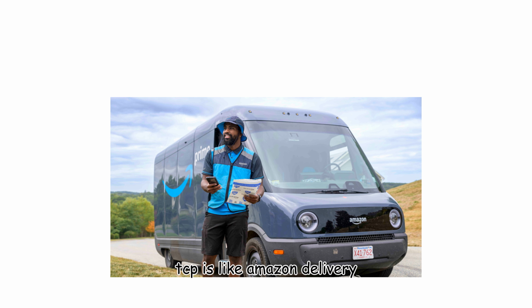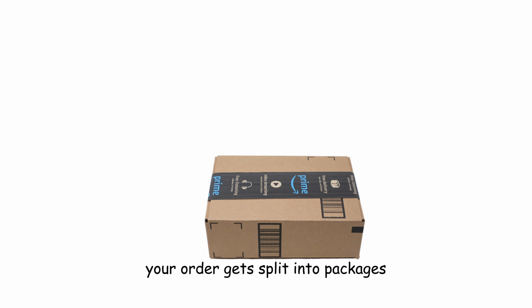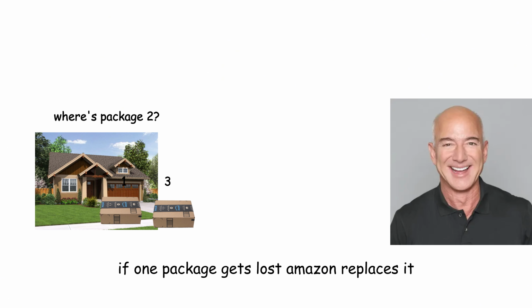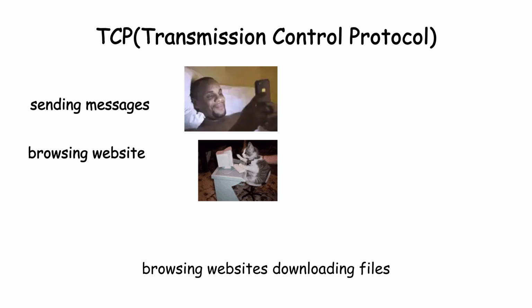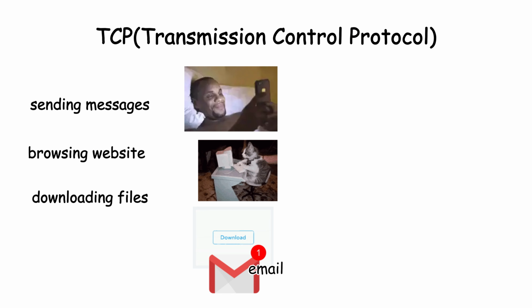If something is missing or damaged, TCP will ask for a resend. TCP is like Amazon delivery. Your order gets split into packages, tracked, and delivered in the right order. If one package gets lost, Amazon replaces it. Used for sending messages, browsing websites, downloading files, and email. Overall, TCP is reliable, accurate, but slow.